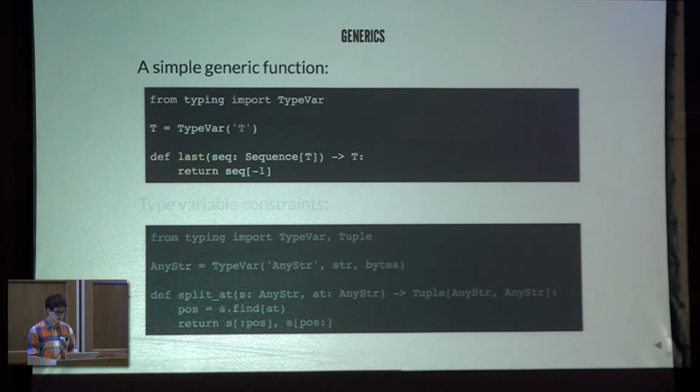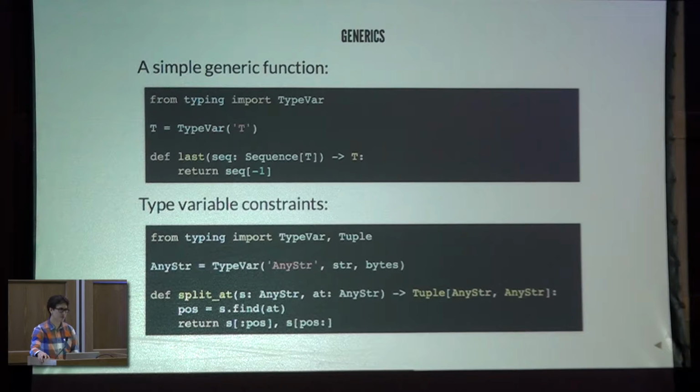Now, as for generics, the generics are expressed through type variables, and by default they're invariant. So you can create them through this TypeVar factory. So here we declare a type variable T, and then a function last that takes a sequence of T's and returns the last element. And then the signature is we take a Sequence of T and return the T, whatever T is. It could be an int or a float or a string.